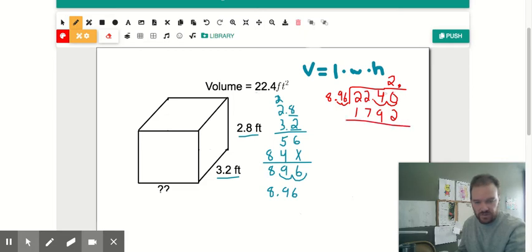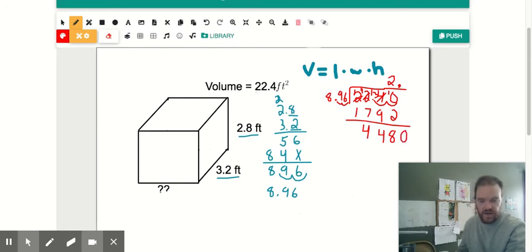0 minus 2, can't do. I have to borrow, make that a 10. This is 8. This was 3, can't do that. I have to borrow 13. 13 minus 9 is 4. Turn that to a 1. 1 minus 7, can't do that. Borrow from over here. 11 minus 7 is 4. And then 1 and 1 is 0. But now I have to bring down my 0.